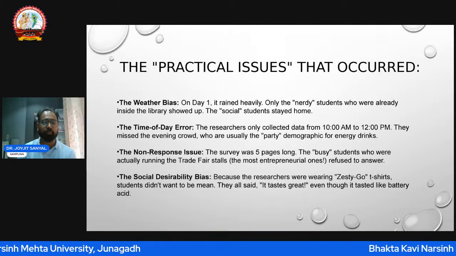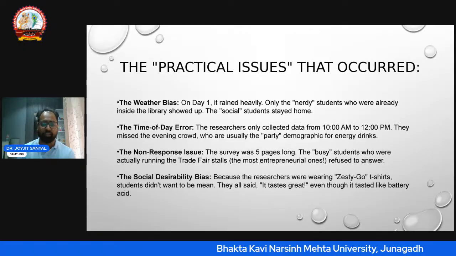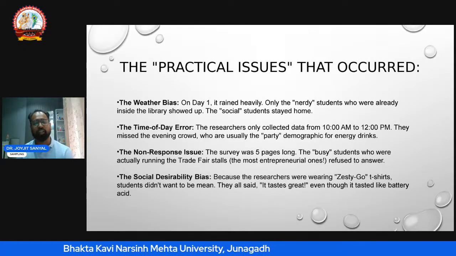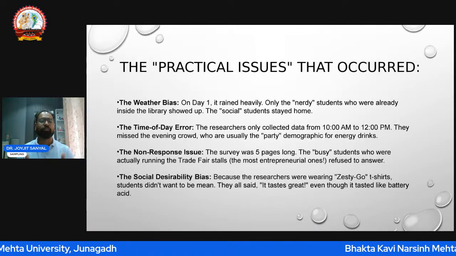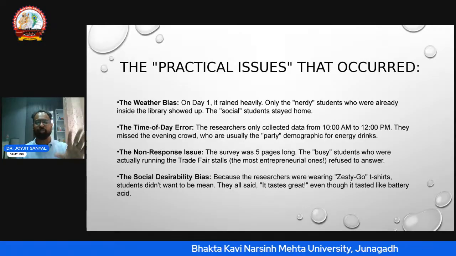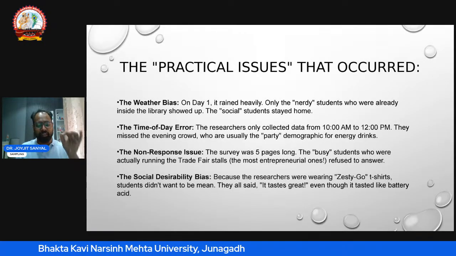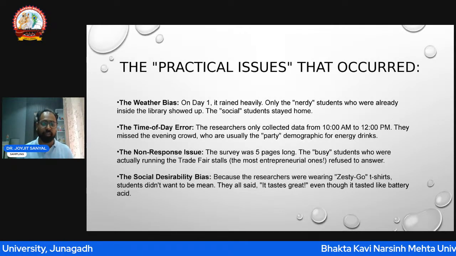The non-response issue: the survey was 5 pages long. That is also a lot, right? The busy students who were actually running the trade fair stalls refused to answer. Definitely, if you are running a trade fair stall as a student, you don't have time to give a response to anyone else, right? You will be very much absorbed in your job at that point of time.